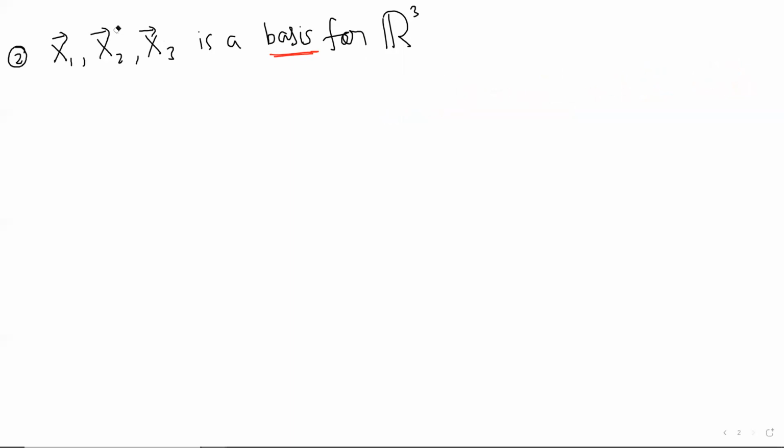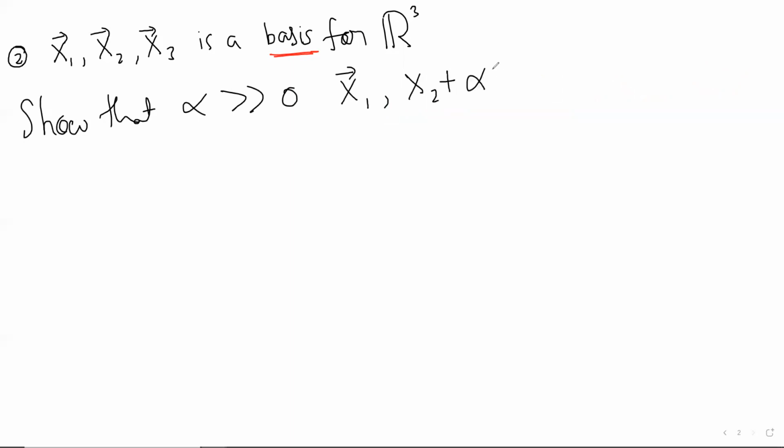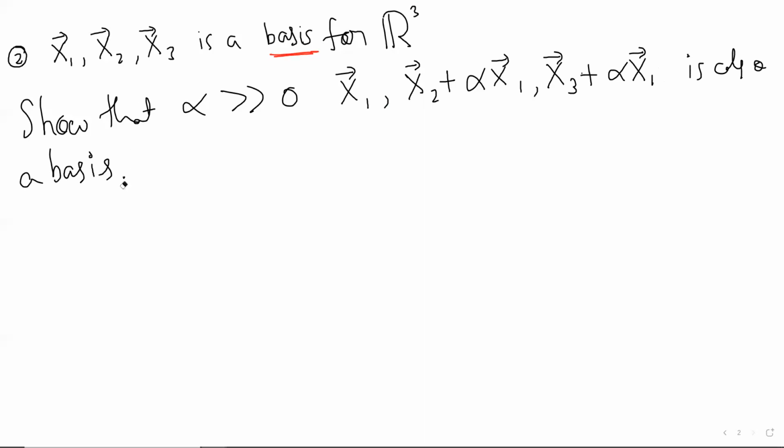Then show that for a sufficiently large real positive alpha, so that for alpha large enough, x1, x2 plus alpha x1, and x3 plus alpha x1 is also a basis in which all coordinates are positive.